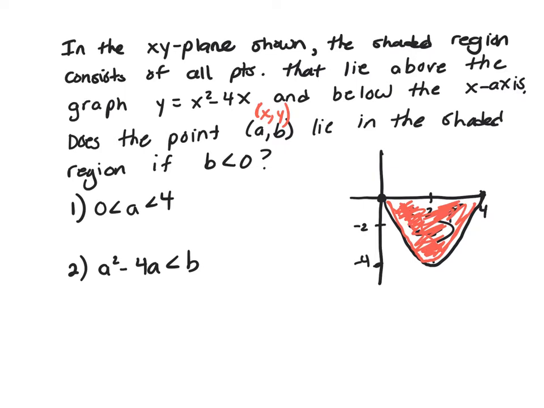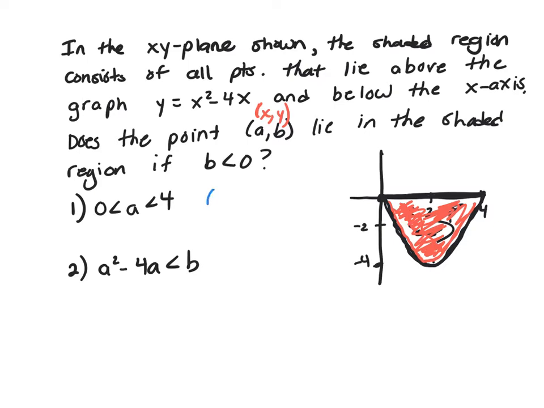And that means it's negative, and sure enough, the shaded region is where y is less than 0. So let's look at a. Let's look at clue 1. a is between 0 and 4. That's all it tells me. Well, that looks good for this piece because your a is your x value, and this graph has x values between 0 and 4. But the problem is that clue 1 doesn't tell me anything about what b is.